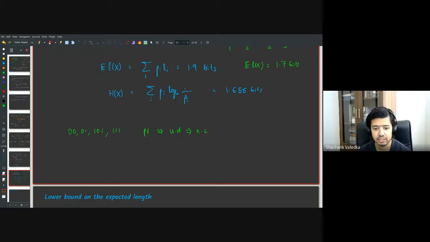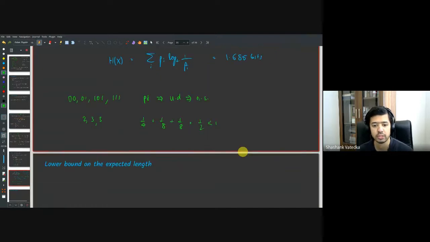In the second question, is it possible to construct a prefix-free code with the code word lengths 2, 3, and 3? Yes, it is possible because this set of code word lengths satisfies Kraft's inequality. So the Kraft sum is 1 over 2 squared plus 1 over 2 cubed plus 1 over 2 cubed, which is a half, strictly less than 1. So it is possible to construct.